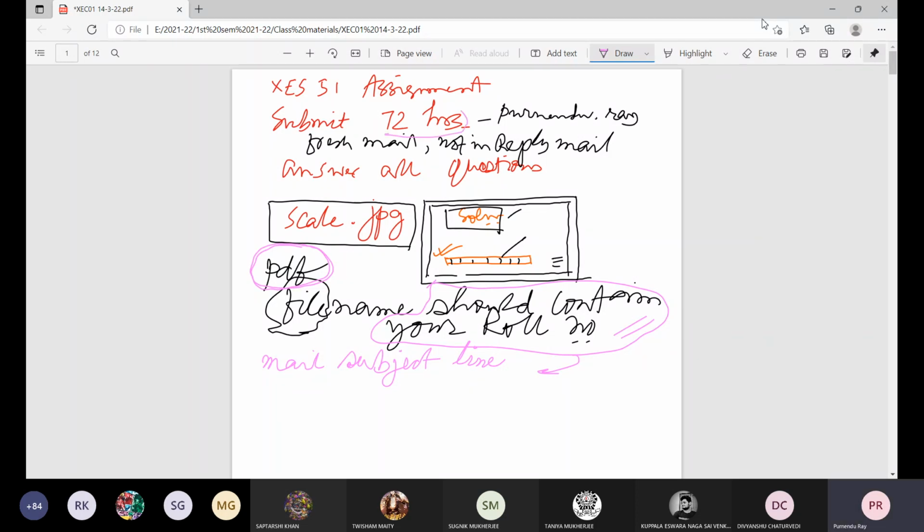Submit within 72 hours to this mail ID, punindu.ray@ce.com. You know it. Okay. Sir, should I place the scale in all the 5 pages? Exactly. Okay, sir. Okay, any more clarification? No, sir. Okay.